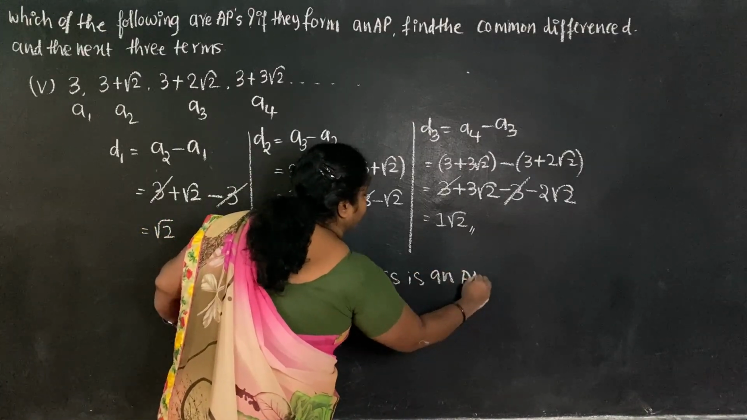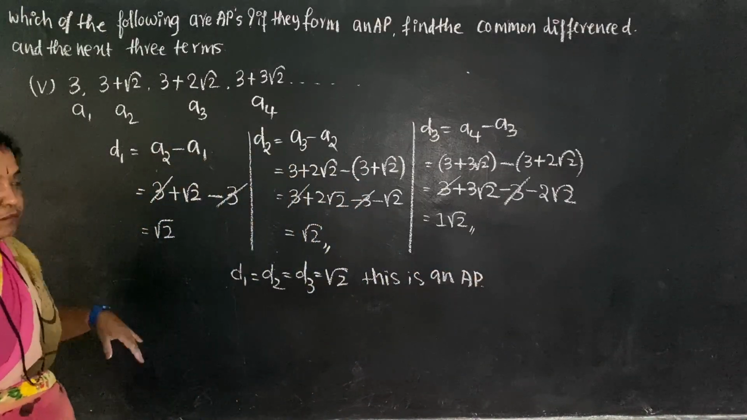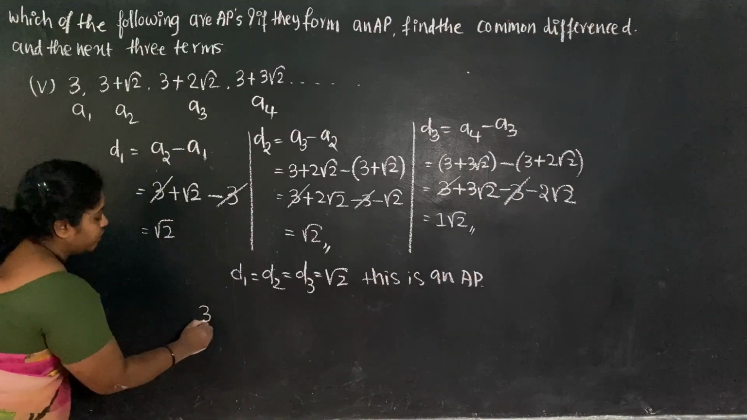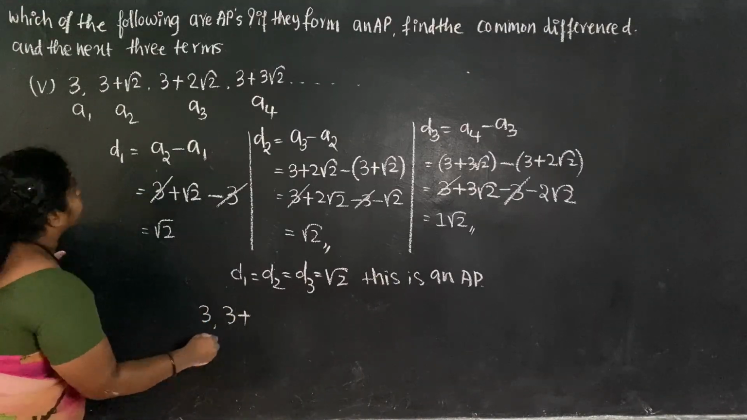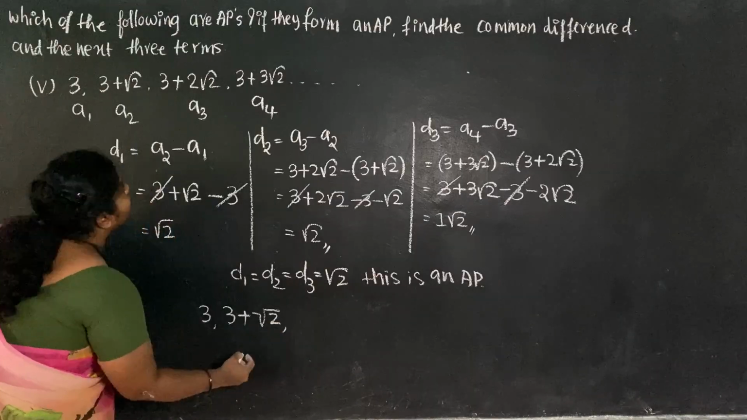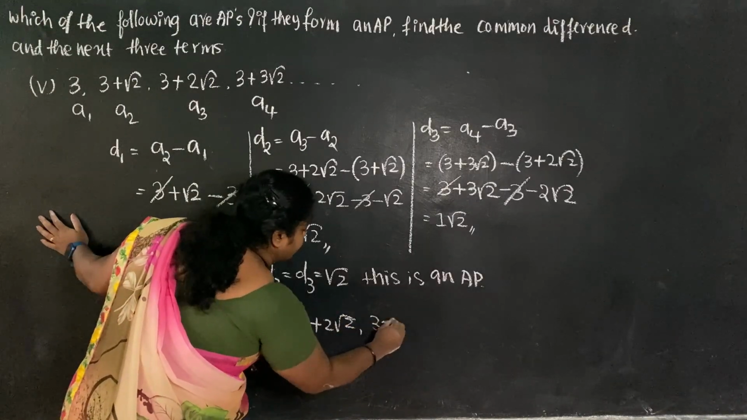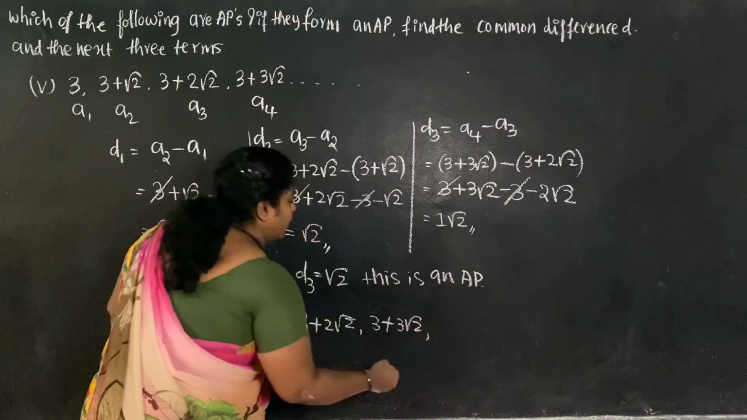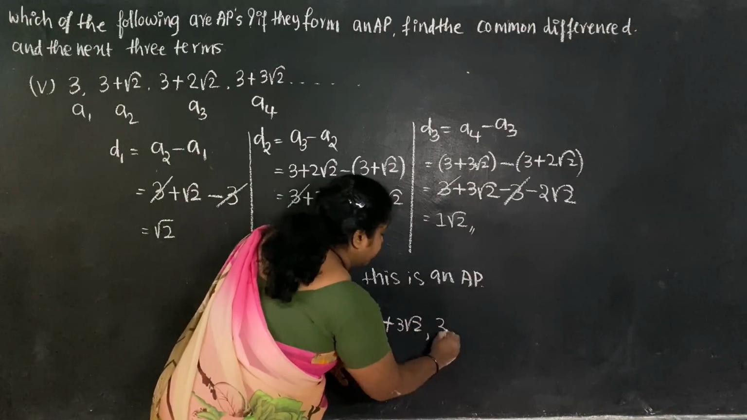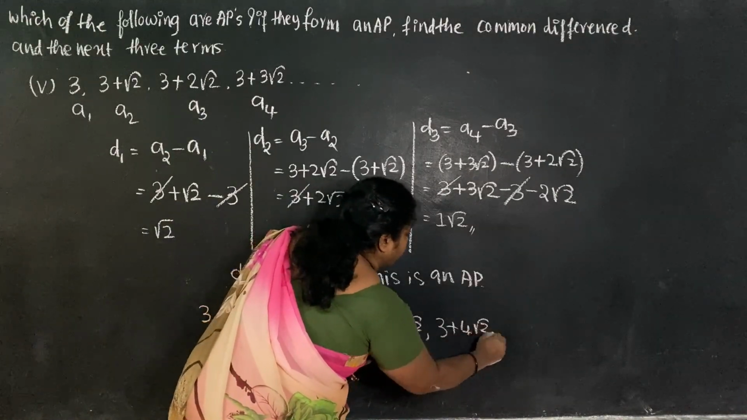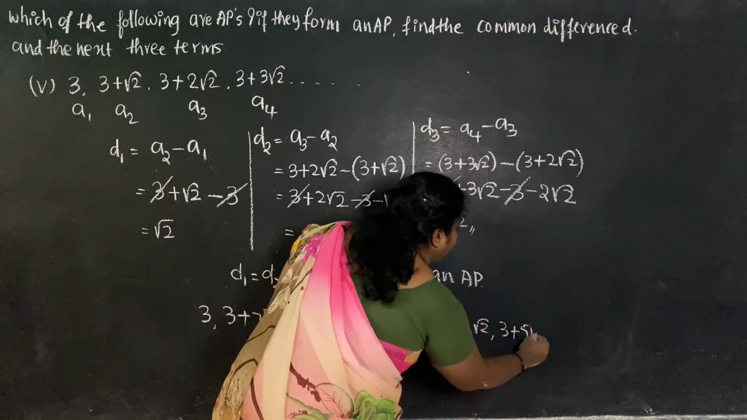Okay, if it is an AP, I'll be writing the next 3 more terms, and what will I be writing? 3, 3 plus root 2, 3 plus 2 root 2, 3 plus 3 root 2, and what will I be writing next, dears? 3 plus 4 root 2. Next, 3 plus 5 root 2.